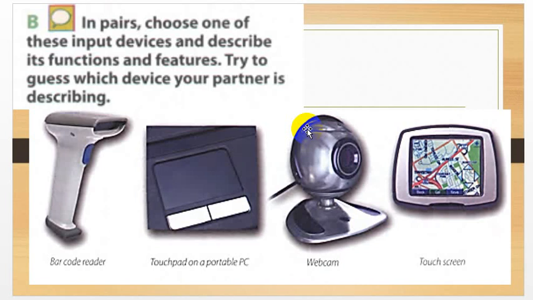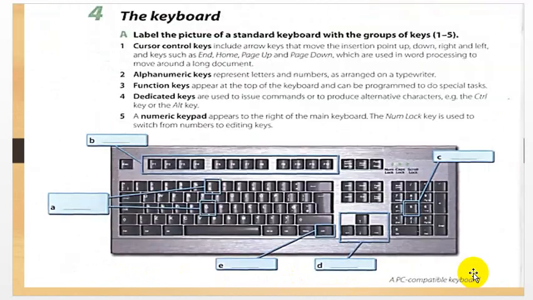For example, you can say that it is a device you can see at the purchase of something, that is a barcode reader. You can describe, and your friend should guess according to the picture. The names are here: touchpad on a portable PC, webcam, and touch screen.